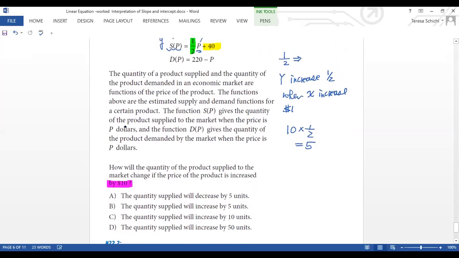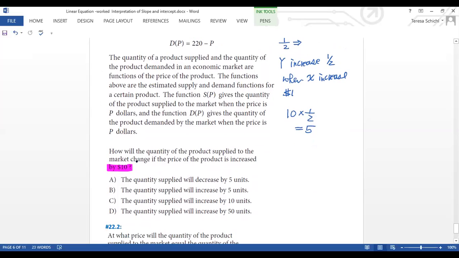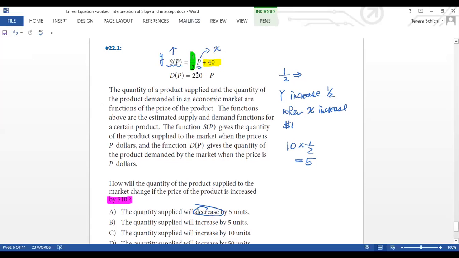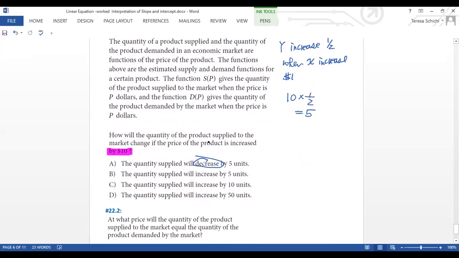Okay, so let's take a look at the answers. In here, A is not the answer. Why? Because they say decrease, and look, my slope here is positive, and positive means increasing. So A is not. Then part B says the quantity supplied increases by 5 units. Yes, this is the answer. Then they say the quantity supplied will increase by 10 units. No, it's not, because each dollar only increases it by 1/2, so only 5 units here. So the 50 units is not right.